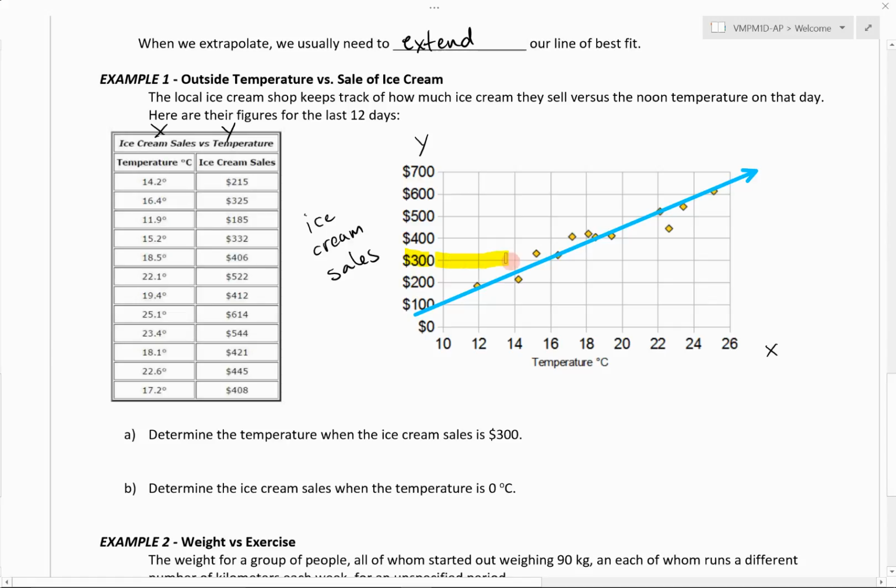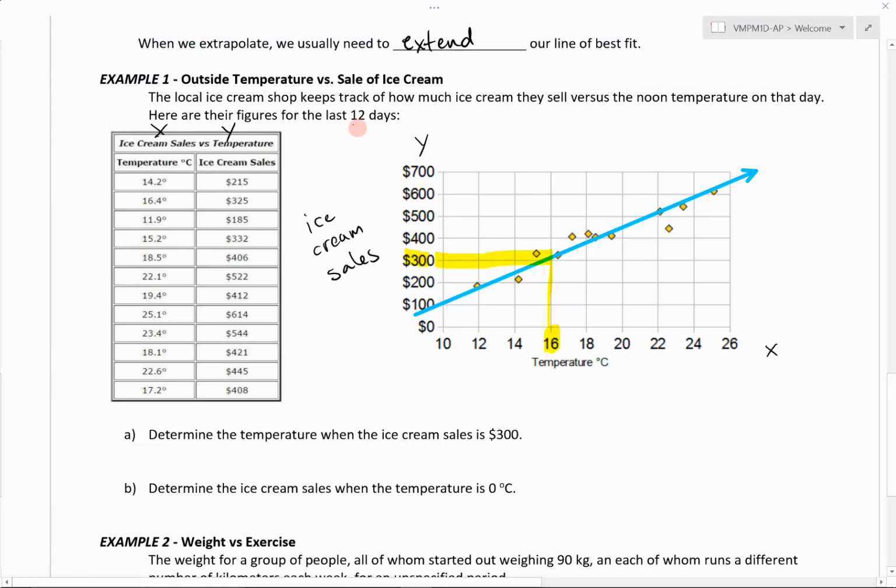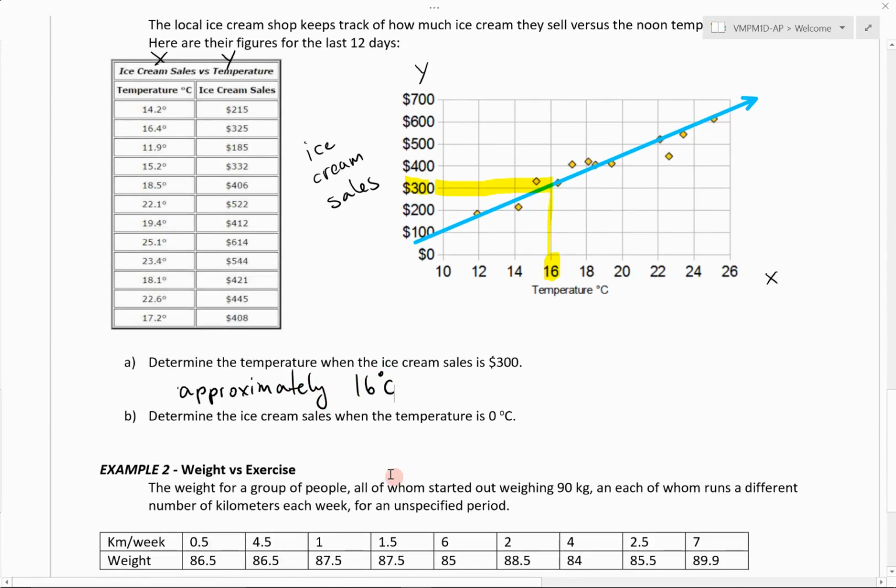Okay, so I'm going to look at where in my graph here is $300. So I'm going to go to my line of best fit. Here's my line of best fit. I hit my line of best fit at $300. I want to look at what is the x value, what is the temperature for that to happen? Well, it's approximately 16 degrees. Right? So at approximately 16 degrees temperature, I can make $300. So approximately 16 degrees Celsius is when we have $300 in ice cream sales.